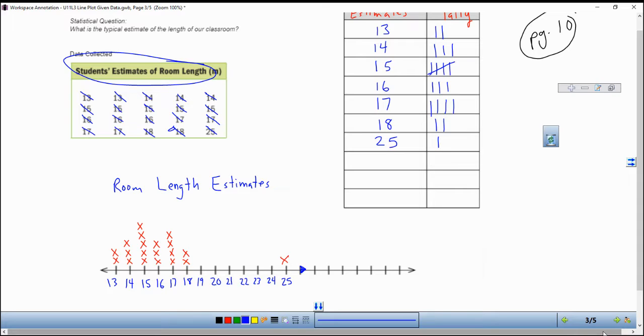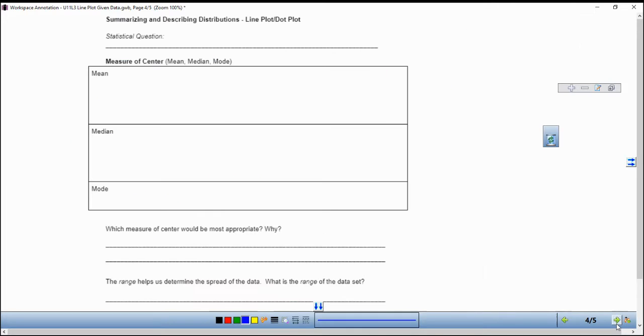All right, so I'll get you set up, and then we will continue finding our answer for the graph we just made. Okay, here we go. Page 11. Now, our question, we don't have to write the whole question again. It was about room length.